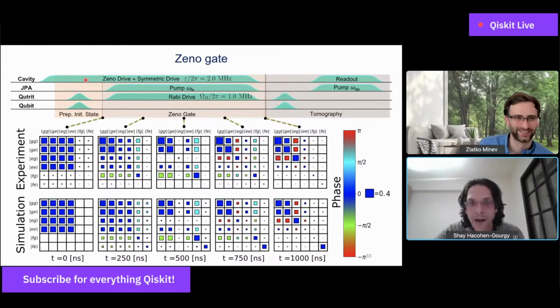Calibration of what? We calibrate everything separately: the chi's of everything separately, the drives, the drive strength epsilon. What is epsilon? We calibrate that separately by doing a Ramsey experiment on the EF transition and so on. So every little part here has its own little calibration method.